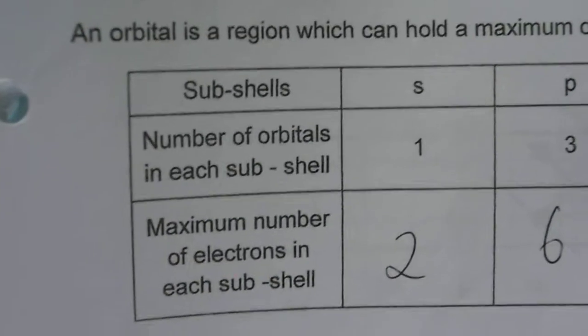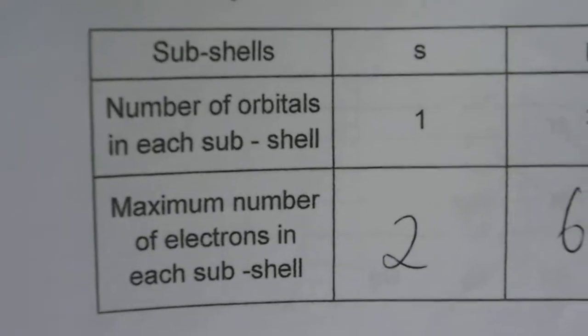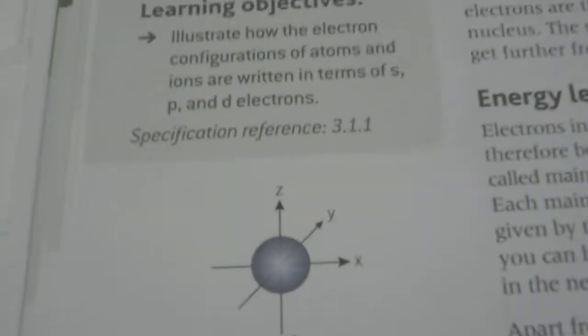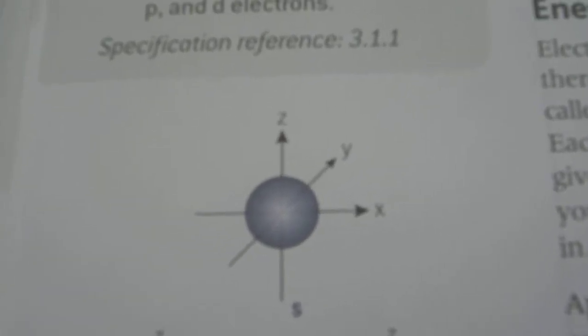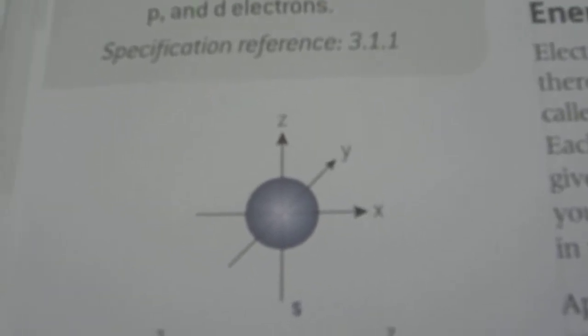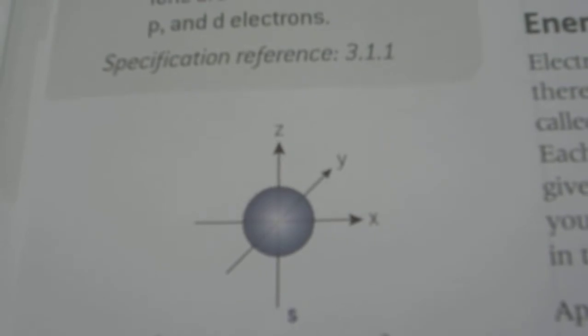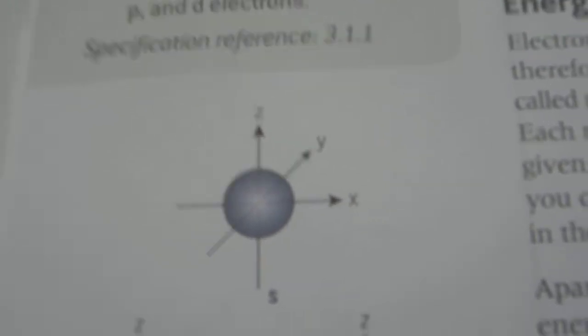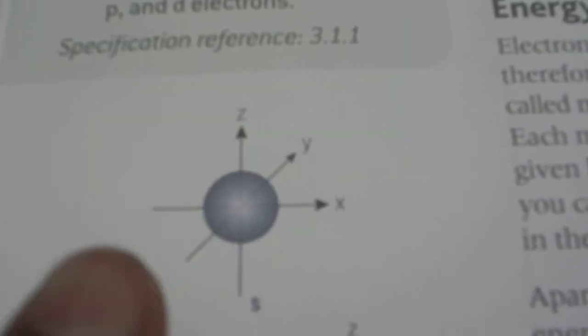So subshell S has 1 orbital, so 2 electrons, which we can see by this diagram here. That is a 1s orbital and 1s subshell, and in that subshell there's only 1 orbital, which is that orbital there. Only 1, so it can only contain 2 electrons.